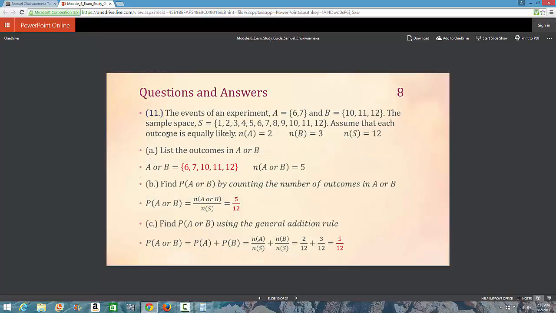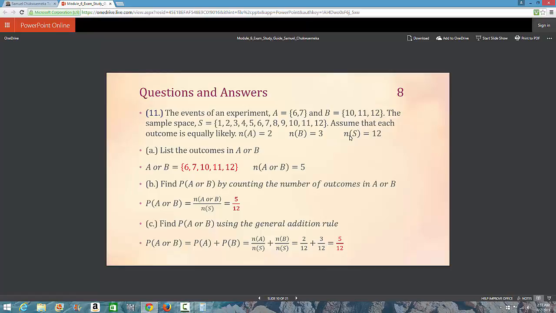Question 11, the events of an experiment. Okay, you have the event A is 6 and 7, B is 10, 11, 12. The sample space is 1 through 12. And you have that the events A and B are subsets of the sample space. So assume that each outcome is equally likely. We have the cardinality of A is 2 elements in the set. Cardinality of B is 3 elements in the set. And the cardinality of the sample space is 12 elements in the set.